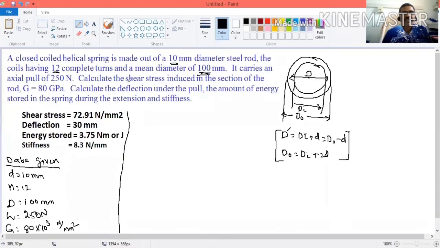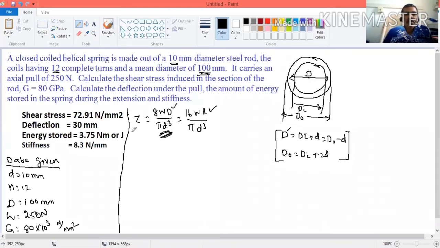So first you find the shear stress. What is the equation for shear stress? There are two equations. Tau is equal to 8 W D by pi d cube, or we can use 16 W R divided by pi d cube. Any one equation you can use. I am going to use this equation because in future you will be using this equation only. But in books, the other equation is also used. Whichever is comfortable for you, you can use.